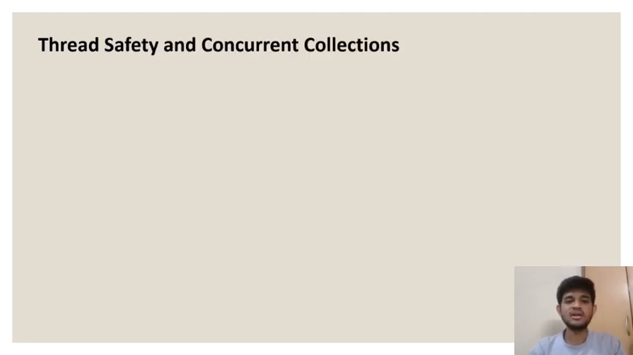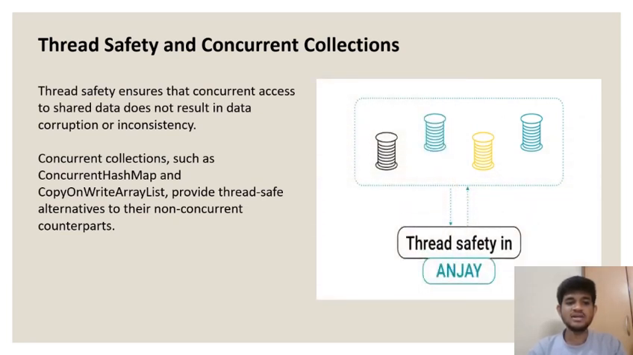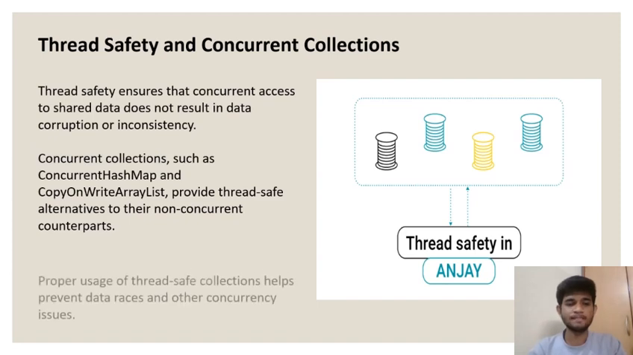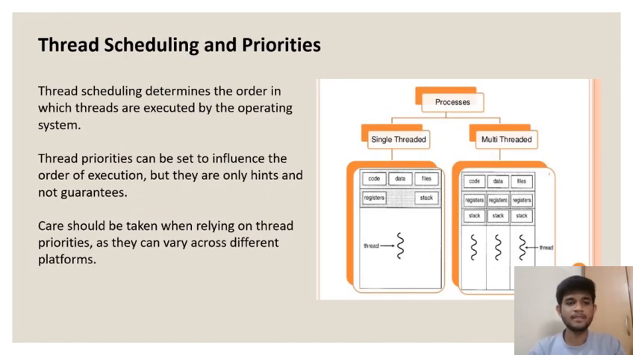Thread safety and concurrent collections. Thread safety ensures that concurrent access to shared data does not result in data corruption or inconsistency. Concurrent collections such as ConcurrentHashMap and CopyOnWriteArrayList provide thread-safe alternatives to their non-concurrent counterparts. Proper usage of thread-safe collections helps prevent data races and other concurrency issues.